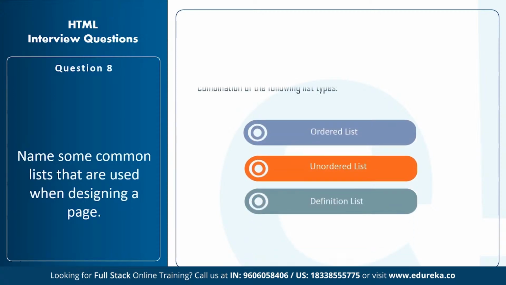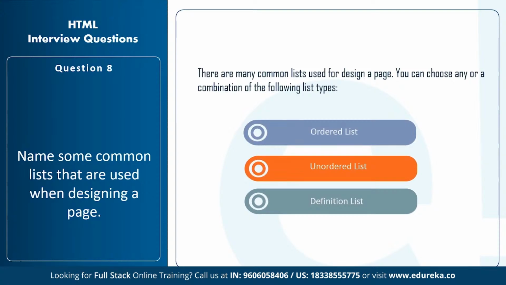Next up, name some common lists that are used when designing a page. There are many common lists used for designing a page. So you can choose any or a combination of the different list types. Here we have three different types of list. First is the ordered list, then unordered, and then finally the definition list. For the ordered list, this list displays elements in a numbered format. That is, it is represented by the OL tag.